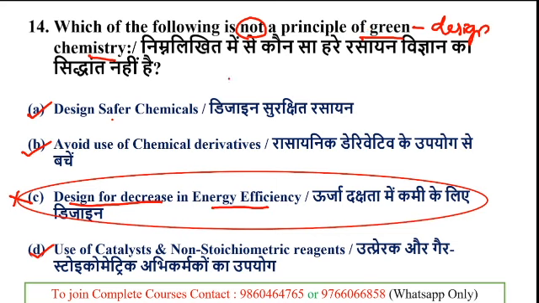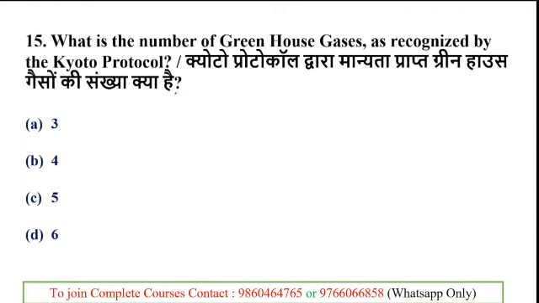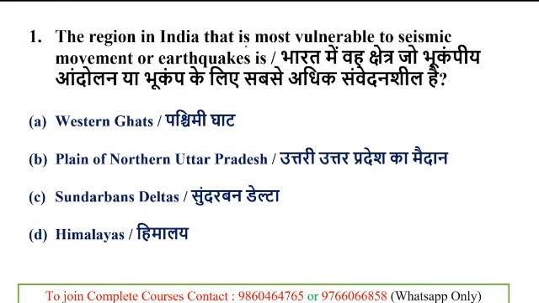Clear? And next question, it's a homework question related with the Kyoto Protocol: the number of greenhouse gases as recognized by the Kyoto Protocol. In the Kyoto Protocol, how many greenhouse gases are recognized? Clear. The options given are 3, 4, 5, 6, and the right answer for this question you can provide in the comment box. Clear.